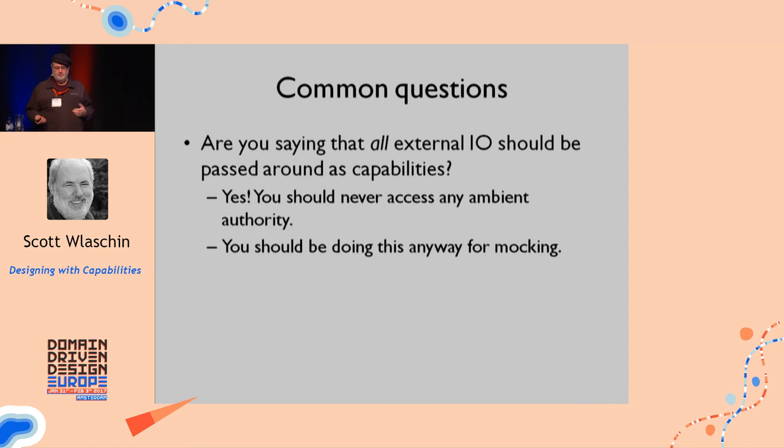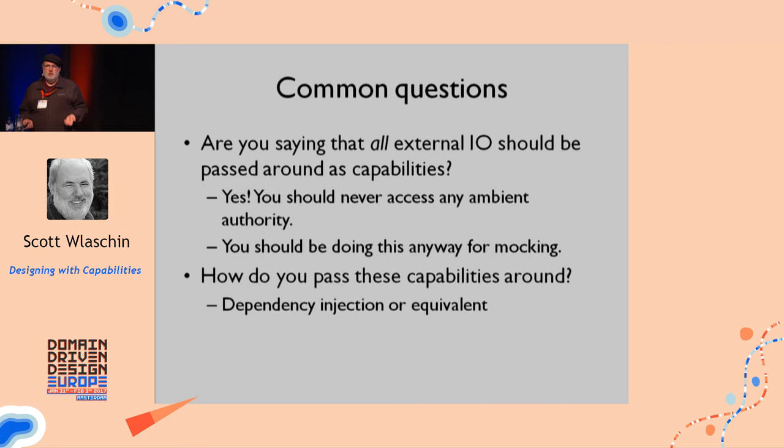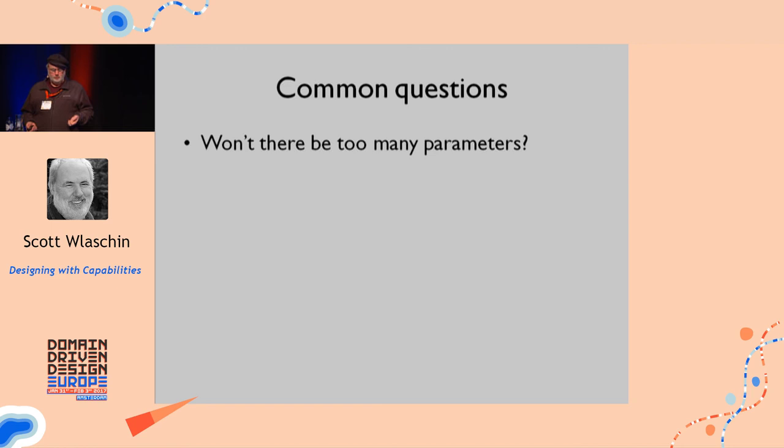How do you pass the capabilities around? The usual way that you pass anything around: you pass them through dependency injection, or you just literally pass them around as parameters. Now, one common question is, originally I had this interface which had like 20 methods on it. And now you're saying that each capability has to be passed in separately. So now I have to pass in 40 parameters. Isn't that kind of ridiculous? Why can't I just pass in one interface?